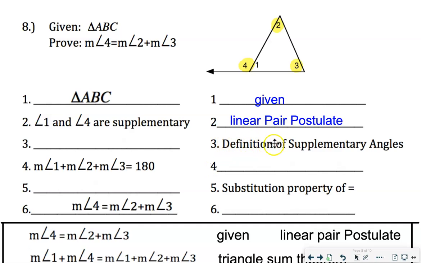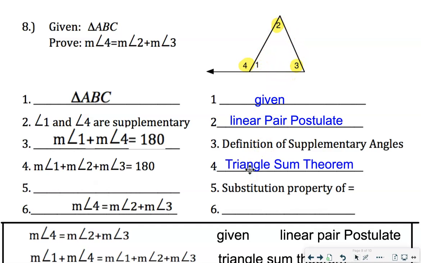Step 3 says, okay, what does supplementary mean? 1 and 4 are supplementary. What does that mean as far as what they add up to? 180. Angle 1 and angle 4 have to make 180. Definition. Yeah, so now look at step 4. Angle 1, angle 2, angle 3, those have to equal 180. Well, 1, 2, and 3 are all inside of a triangle. That's just how many degrees are inside of a triangle. It's called the triangle angle sum theorem.